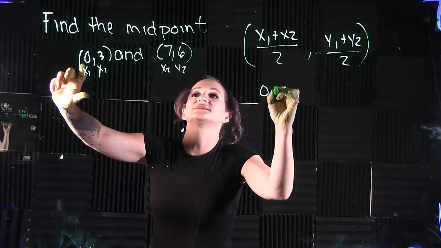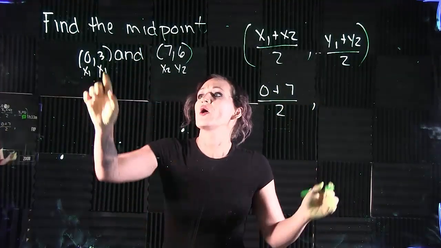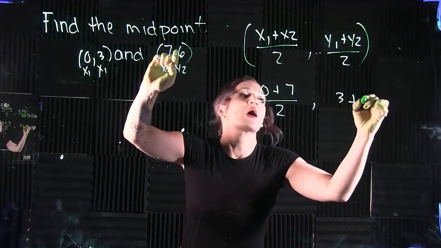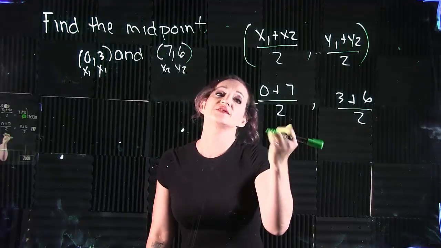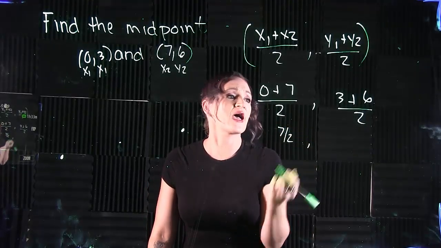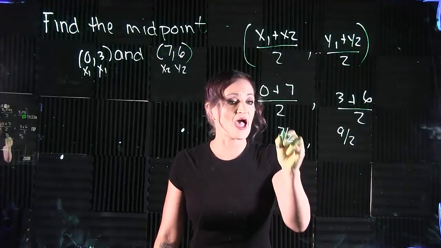x1 is 0 plus x2 is 7, and we'll divide that by 2. y1 is 3 plus y2 is 6, and we'll divide that by 2. Now 0 plus 7 is just a 7, so here we get 7 halves. 3 plus 6 is a 9, so we get 9 halves right over here.